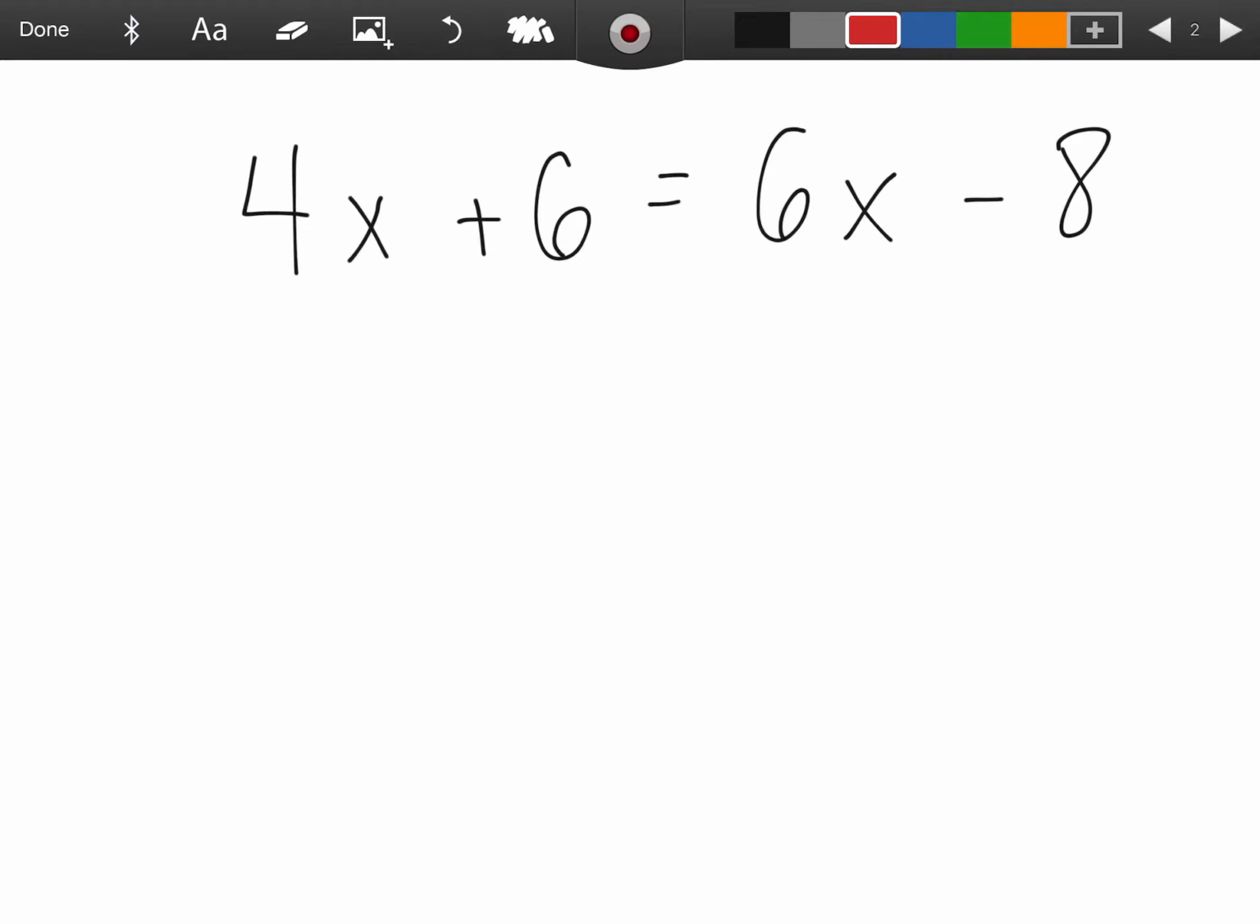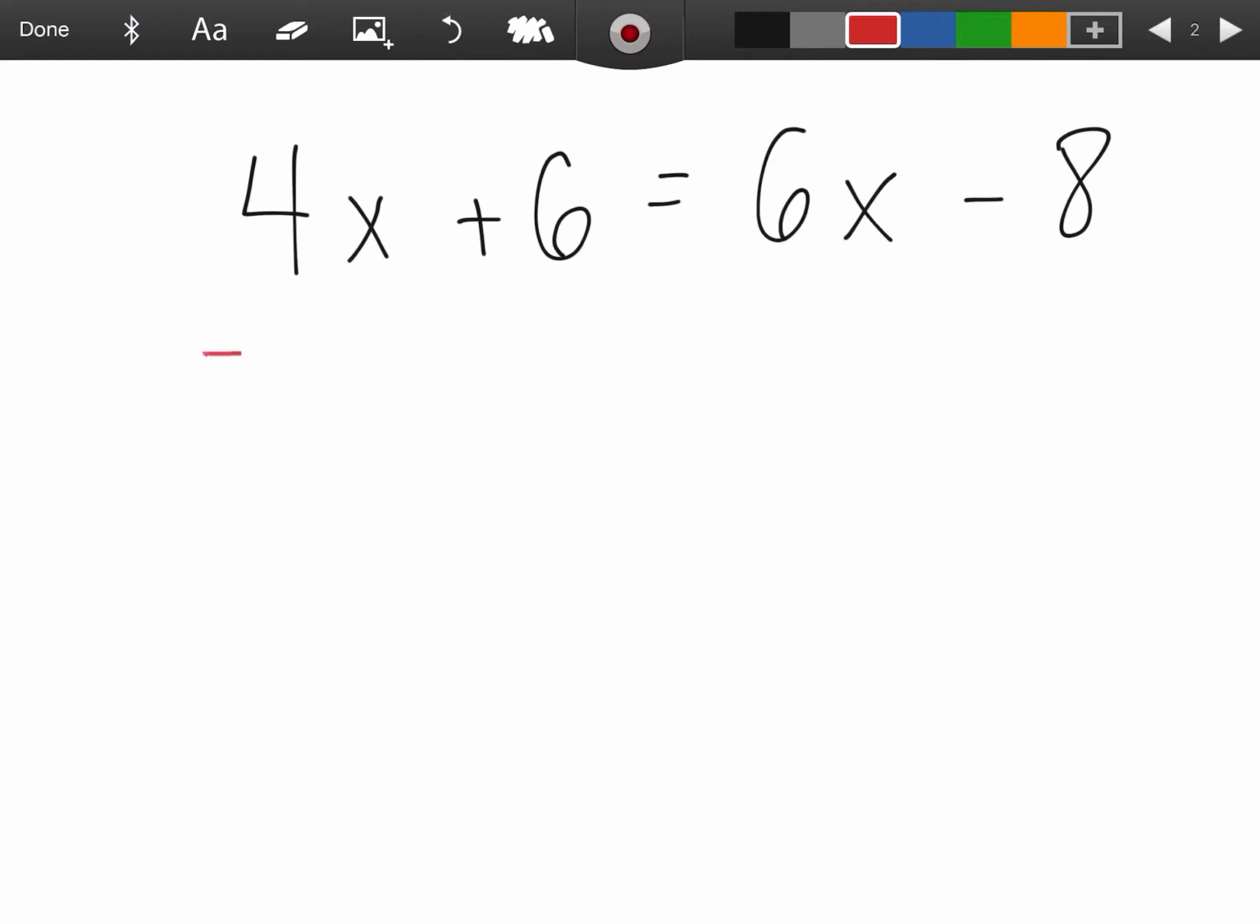Or you can subtract 4x from each side. So if I subtract 4x from the left and right, I will cancel the variable on the left side. It's really up to you. I prefer to subtract whichever one is smaller, but it really doesn't matter. Either way, you're going to get the same answer. It just might mean that you're dealing with negatives along the way.